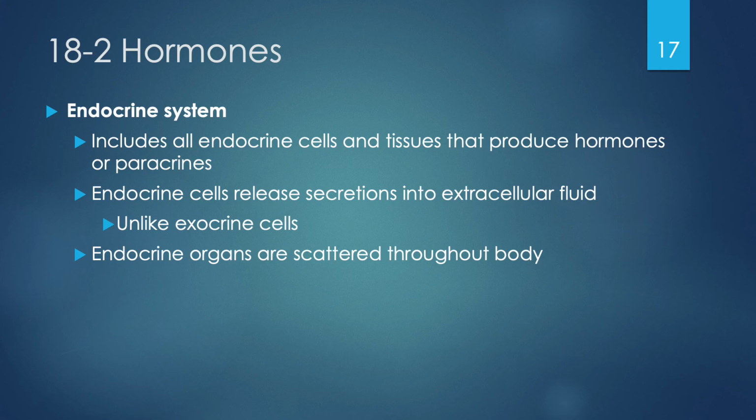Under the umbrella of the endocrine system, you'll find all endocrine cells and tissues that produce hormones or paracrines. Again, paracrines are those specific types of cells that produce a substance to affect a nearby cell of a different type through extracellular fluid. Endocrine cells will release secretions into the extracellular fluid too, but this is different from exocrine cells. Exocrine cells release secretions, but instead of placing them into the extracellular fluid, they deposit them onto an epithelial-lined surface, which is typically a duct. So anytime you see a duct present, you know that is not the endocrine system, that's probably an exocrine specimen. Also, endocrine organs are scattered throughout the body. Let's discuss some of those now.